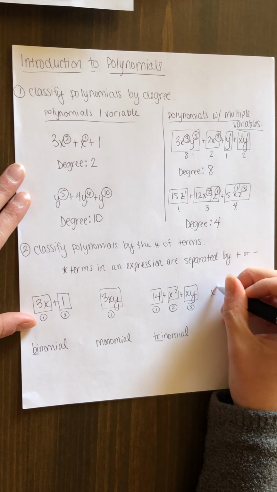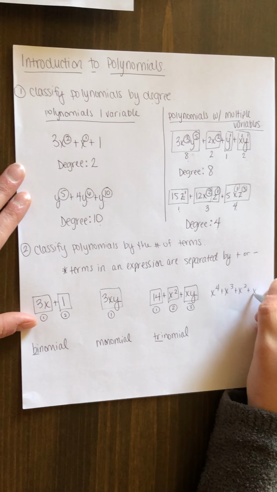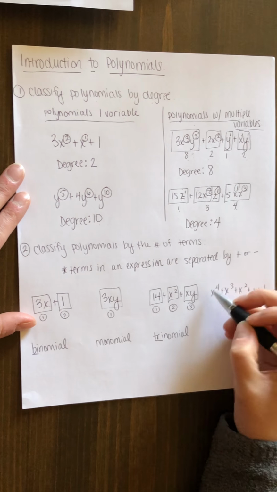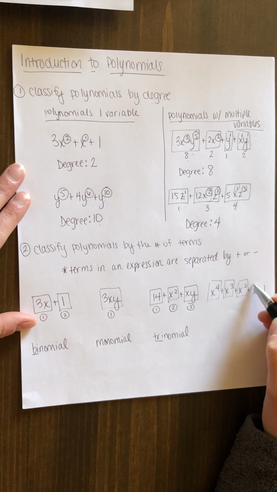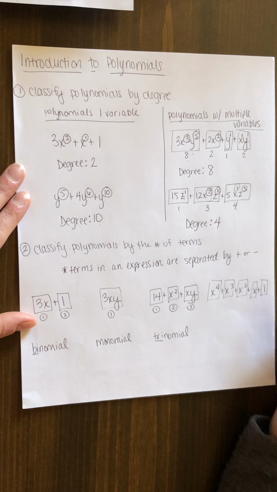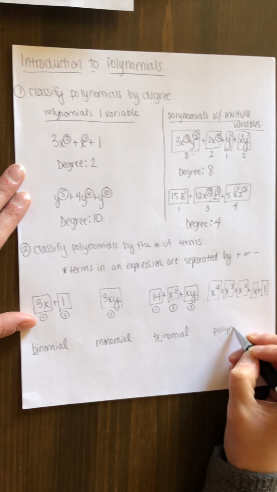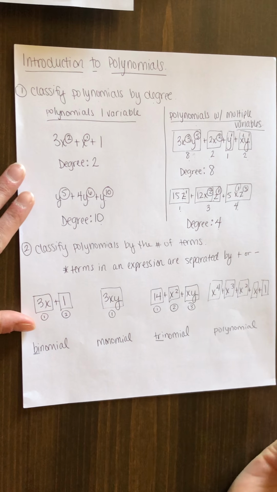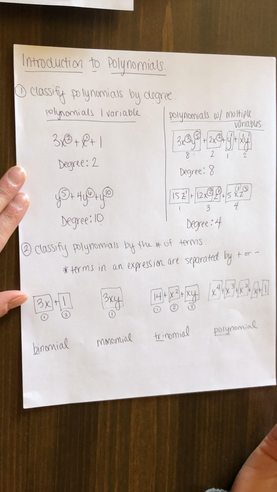And then anything greater than three, we're just going to classify as a polynomial. So this, again, if I separate with the plus or minus signs, here I technically have five. We're just going to classify anything greater than three as a polynomial. Poly, the prefix meaning multiple terms.